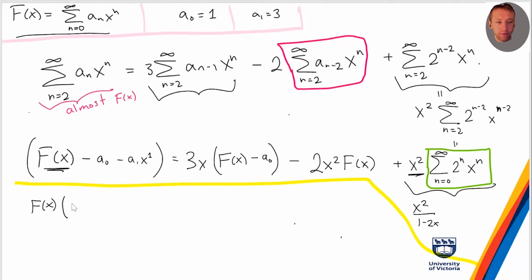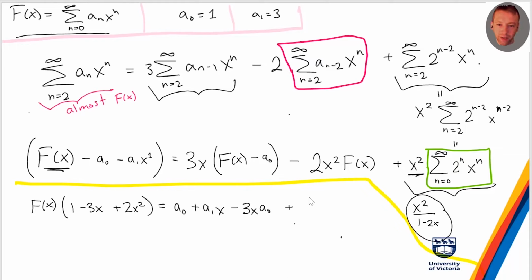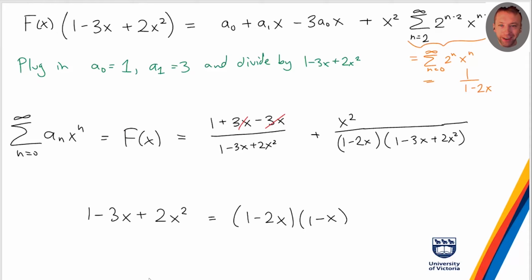So I've got one f of x here. I subtract over a 3x f of x, and I add over a 2x squared f of x. And then on the other side, I've still got this 3x, so minus 3x a0. And I've still got my non-homogeneous term here, so plus x squared over 1 minus 2x. Is that okay? Hopefully I got the same thing here.